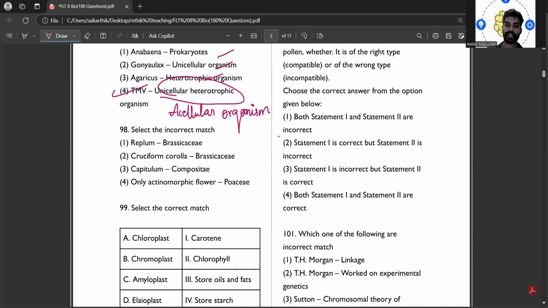98th question, select the incorrect match. All three are correct except only the one on flowers. Poaceae actually belongs to the zygomorphic flower.